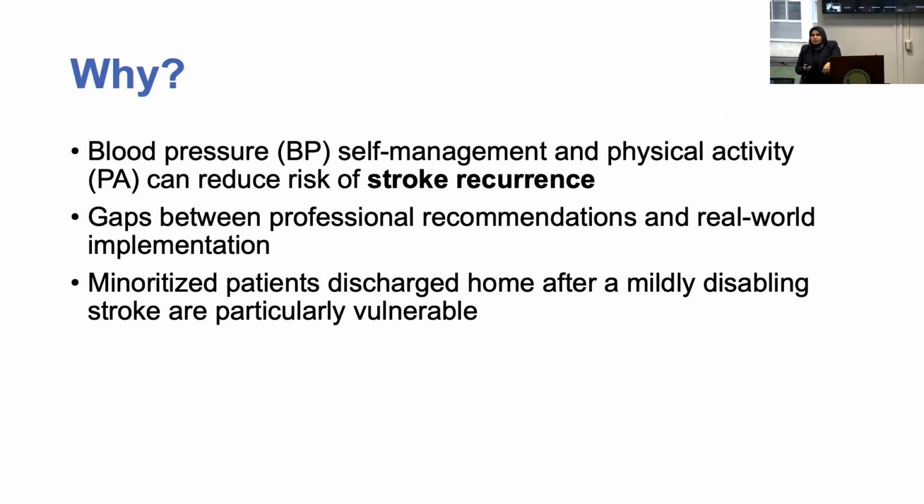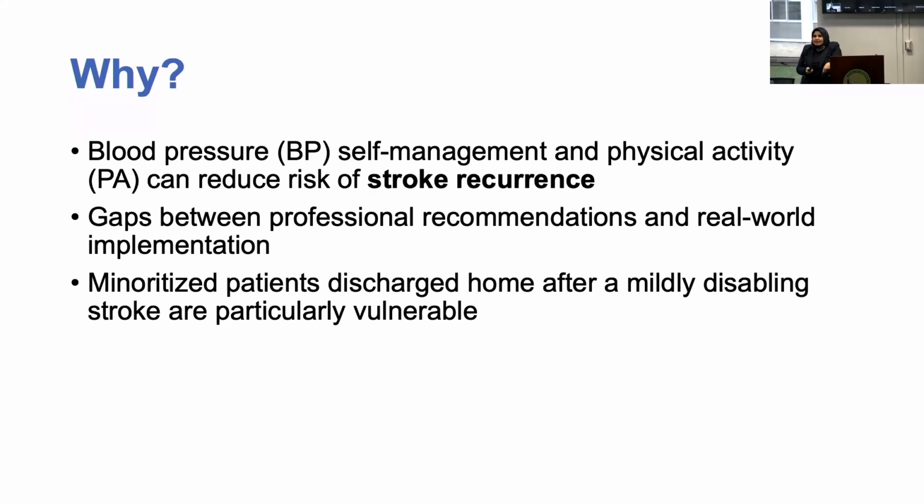So then that brings me to the question of what are then the most common or most important things? Where's the low-hanging fruit that you can try to target? We know that blood pressure self-management is a big thing because more than half of stroke survivors have uncontrolled blood pressure. We know that perhaps physical activity can help with reducing the risk of stroke recurrence and then therefore keeping people from greater disability. We know that there is a gap between professional recommendations and real-world implementation, which is why there's a gap. Again, with minoritized patients, there's a wider gap because they're particularly vulnerable.